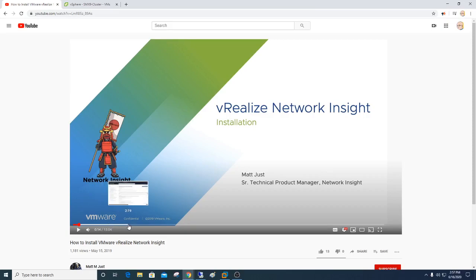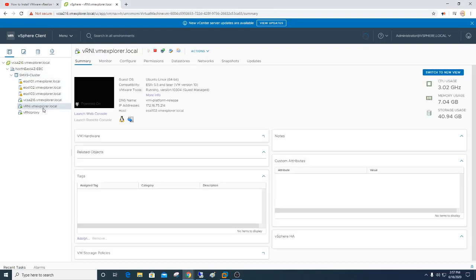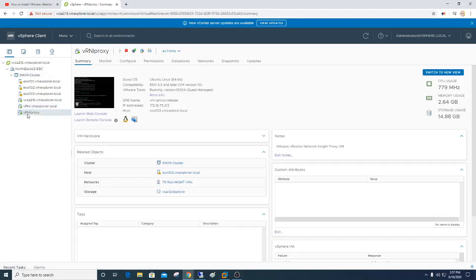If you follow his instructions here, he goes through them pretty well. He actually talks about the documentation and making sure you're sized right, which is pretty important. But basically what you do is you go in and you install the two OVAs. So in my case, there's the actual vRNI and then the actual proxy you installed.